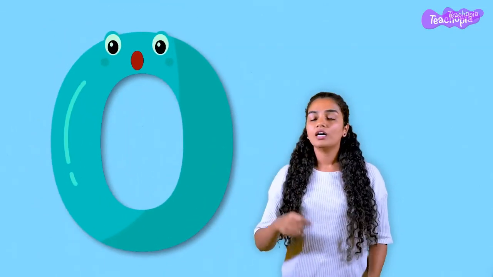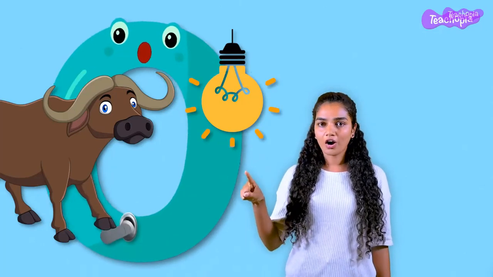The next letter is O. Sound of letter O is O. Imagine an ox which is trying to turn on and off the switch with the sound O, O, O.